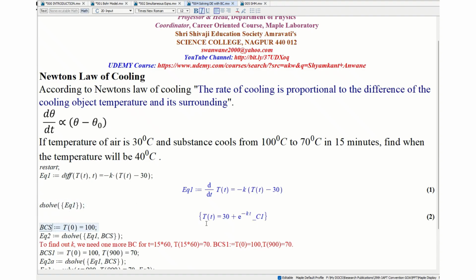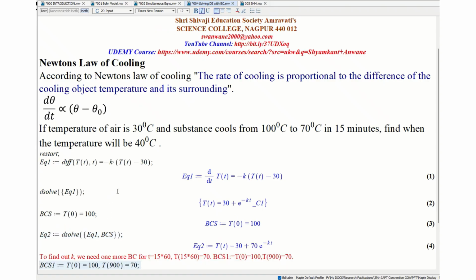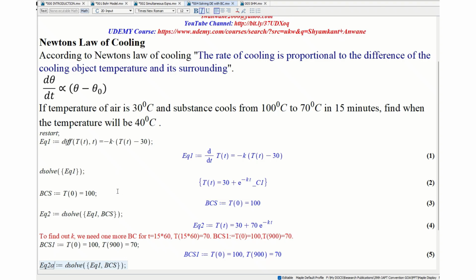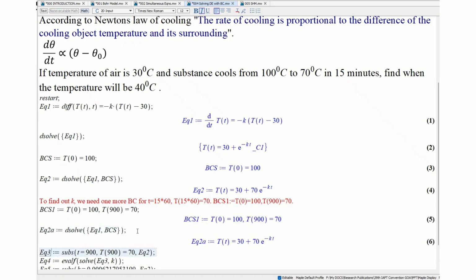This is the solution of the differential equation, and the boundary condition we are picking is at time t equal to 0, T of 0, the temperature is 100 degrees centigrade. So for this boundary condition we can ask for a solution. Actually we need two boundary conditions because there are two constants. One is this exponential coefficient and another one is the constant of integration. Now by employing these two boundary conditions, we can solve the equation.